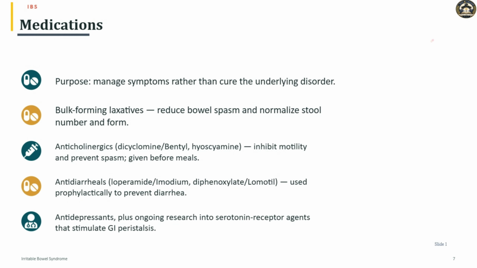Medications for IBS primarily aim to manage symptoms rather than cure the underlying disorder. Bulk-forming laxatives are used to reduce bowel spasm and normalize stool number and form. Anticholinergics, such as dicyclomine or Bentyl and hyoscyamine, inhibit motility and prevent spasm, typically given before meals. Antidiarrheals, like loperamide or Imodium and diphenoxylate or Lomotil, are used prophylactically to prevent diarrhea. Additionally, antidepressants may be prescribed, and ongoing research is exploring serotonin receptor agents that stimulate GI peristalsis.